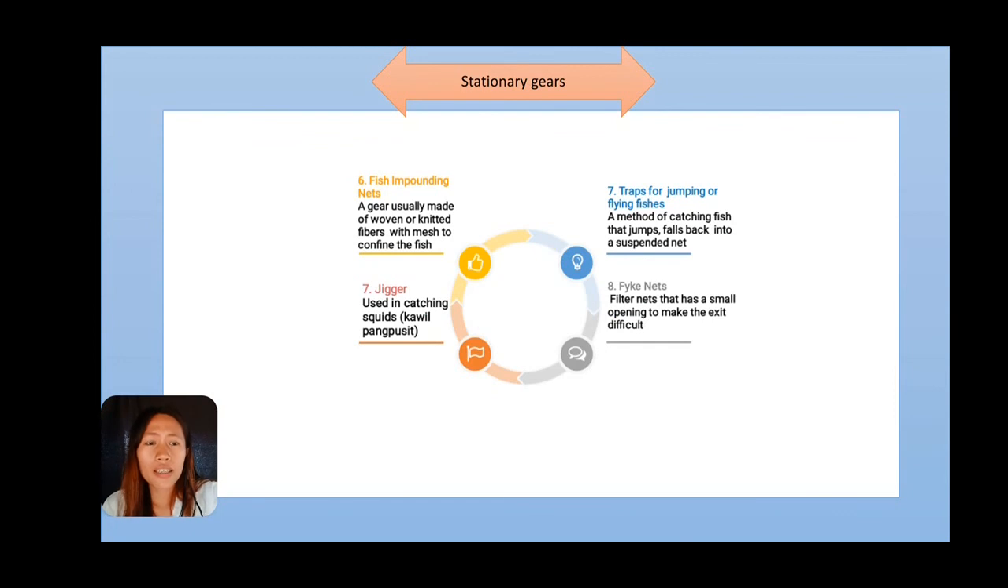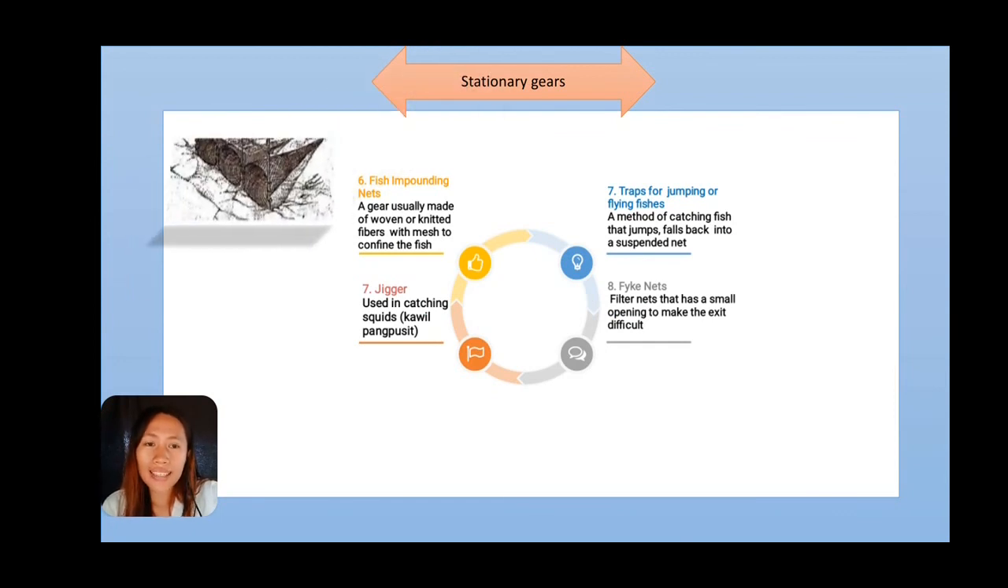Next is the fish impounding nets. It is usually made of woven or knitted fibers with the mesh to confine the fish. So ang kani, as you can see, dili lang kay nako expound ha kay makita ra jud kay sa image. So all of us, wala sa ko kagamit ani nga mga nets in which I'm using catching fish, pero makailata kung unsa ni siya because there are images nga gipakita.